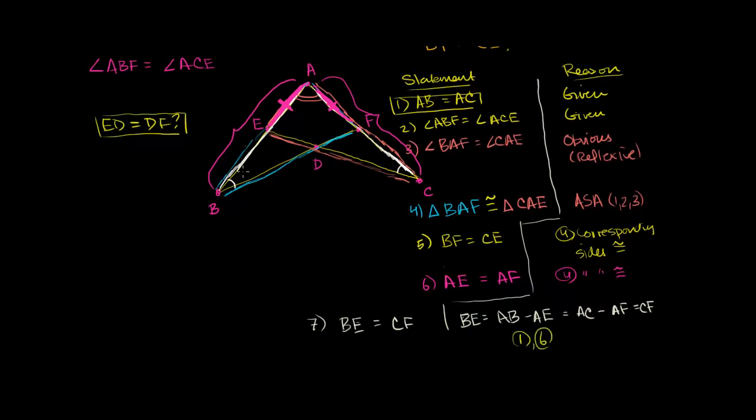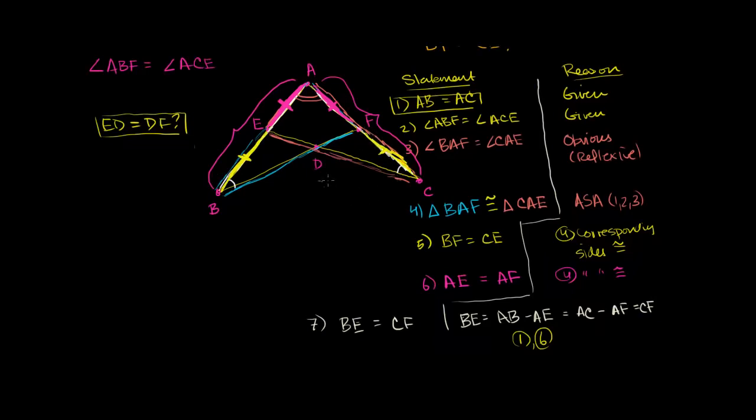So we just know that, look, this side is equal to that side. This little part is equal to that part. So if you subtract the big part minus the little part, this right over here is going to be equal to this right over here. That's all we're showing. So this yellow side is equal to this yellow side right over here.